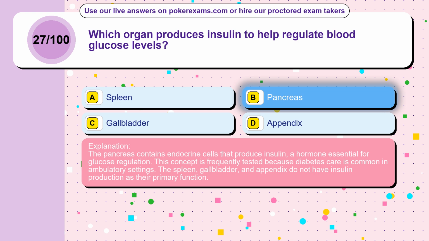The pancreas contains endocrine cells that produce insulin, a hormone essential for glucose regulation. This concept is frequently tested because diabetes care is common in ambulatory settings. The spleen, gallbladder, and appendix do not have insulin production as their primary function.